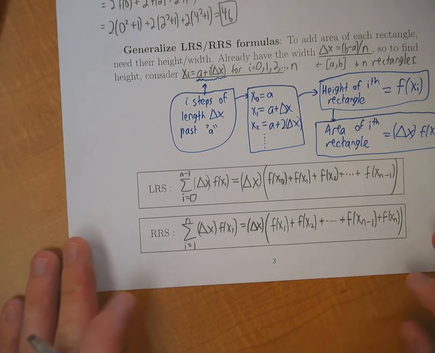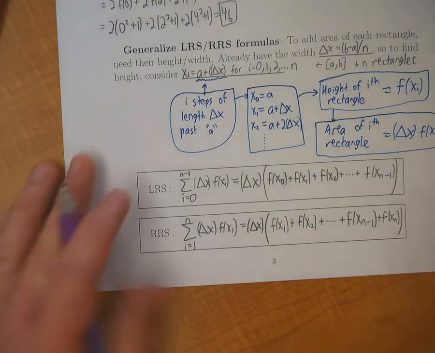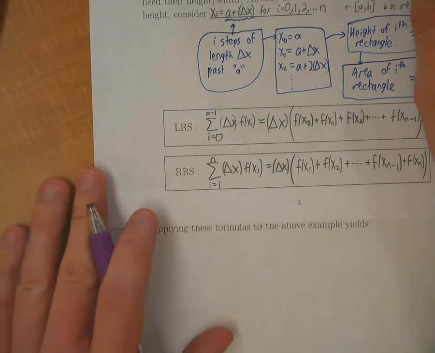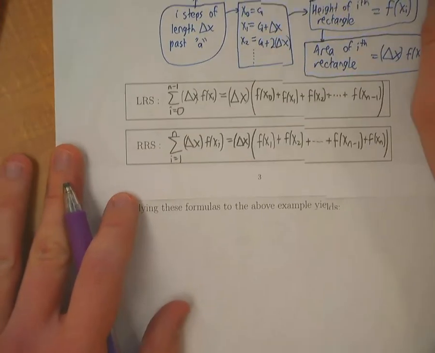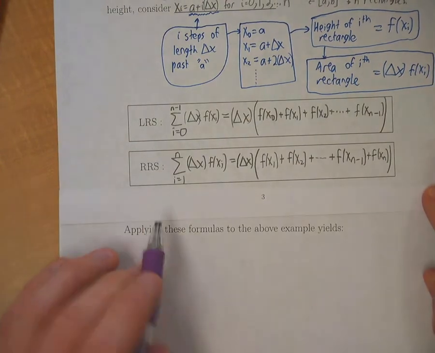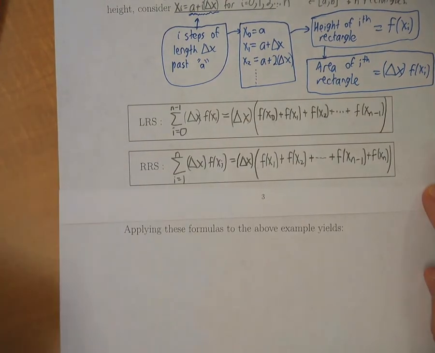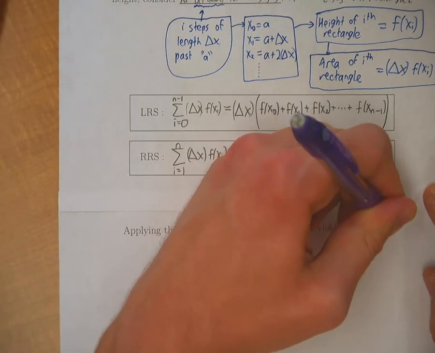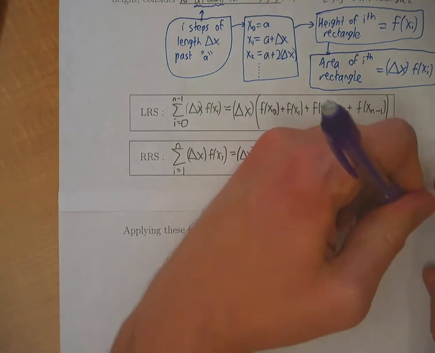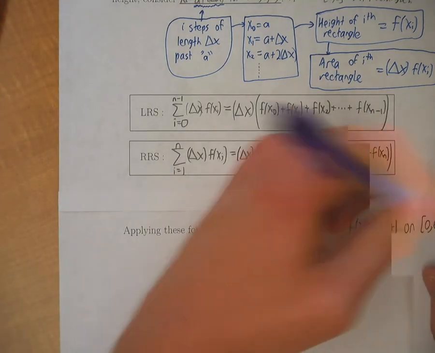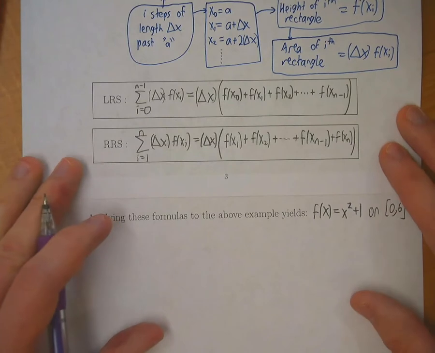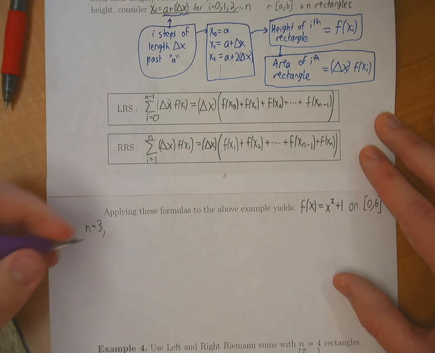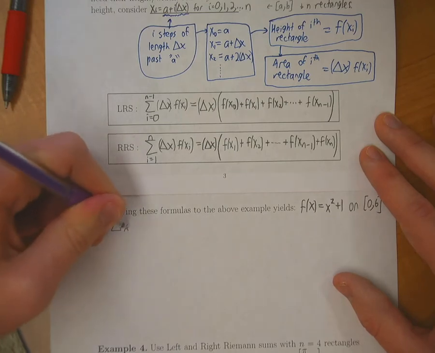So, to give you a better idea of what these formulas mean in this context, let's apply them to the example we just did. If we apply these formulas to the above example, f of x equals x squared plus 1 on [0, 6], then we had n equals 3 rectangles, and as we established before, delta x is equal to 2.